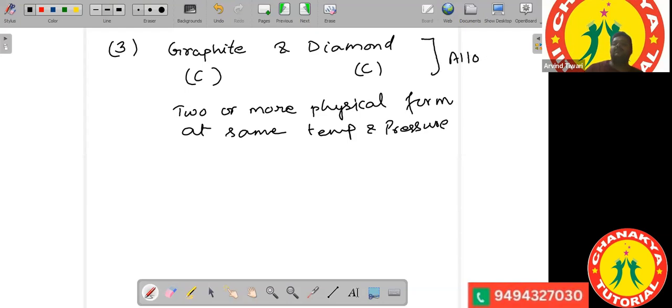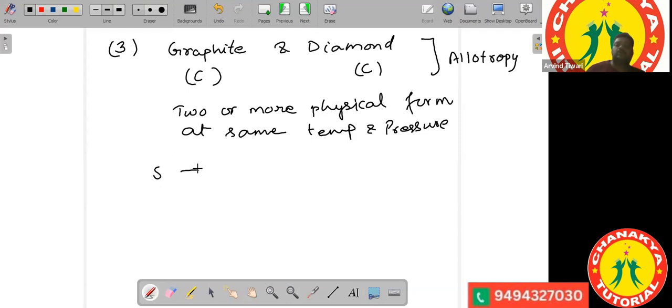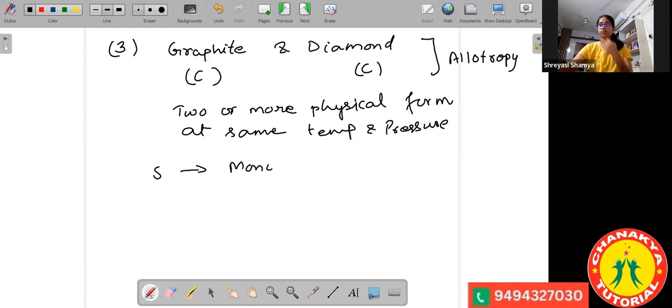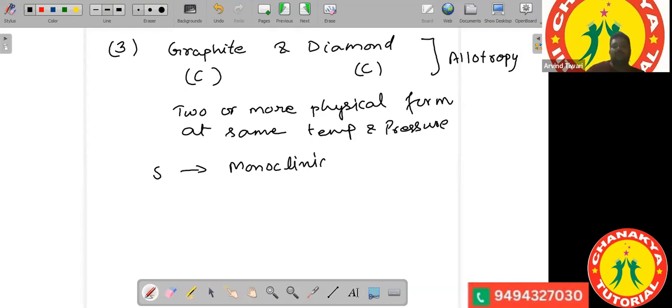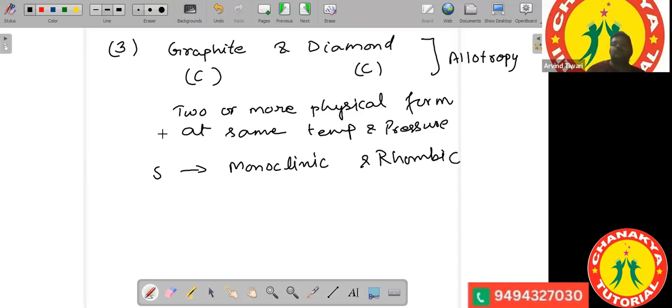Is there any other element which can show allotropy? Sulfur. Yes. Sulfur can show allotropy. It has two allotropes, monoclinic sulfur and rhombic sulfur. So can you repeat the definition? It's written here, two or more physical forms at same temperature and pressure. So if a substance exists in two or more physical forms at similar conditions of temperature and pressure, we call them allotropes.